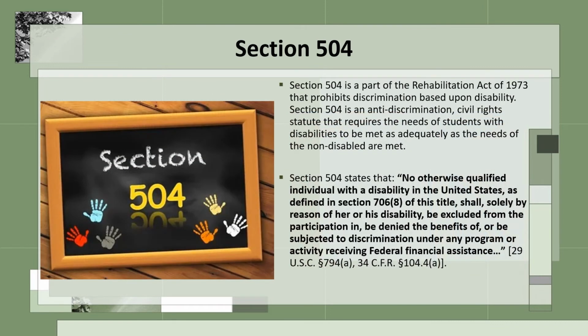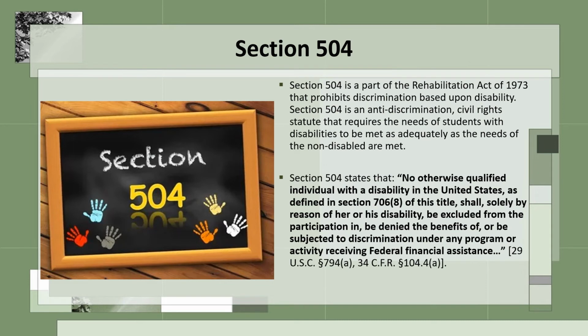Now we're going to discuss Section 504. Section 504 is part of the Rehabilitation Act of 1973 that prohibits discrimination based upon disability. Section 504 is an anti-discrimination civil rights statute that requires the needs of students with disabilities to be met as adequately as the needs of the non-disabled are met.